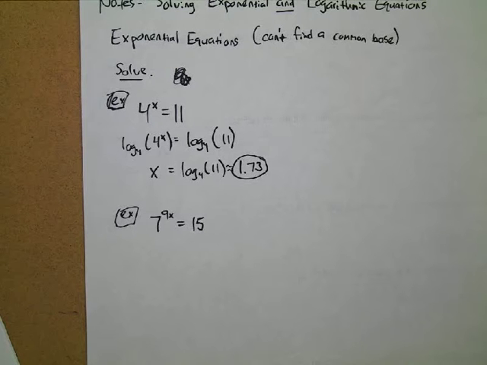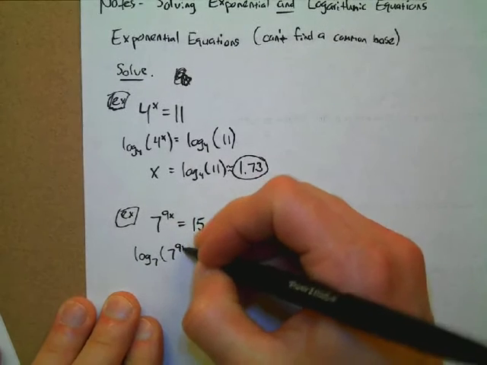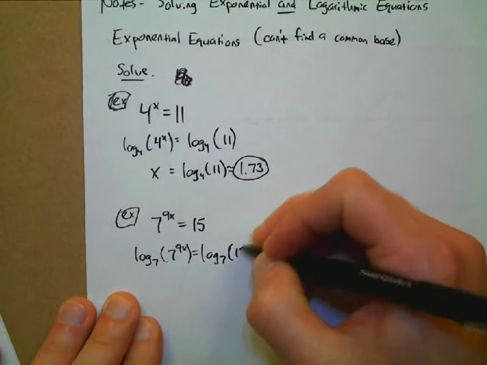7 to the 9x equals 15. What logarithm should we use here? Log base what? 7. The 7 because 7 is the base of our exponential here. So use the base. Match your logarithm to the base. Okay? So we'll do log base 7 of 7 to the 9x equals log base 7 of 15.